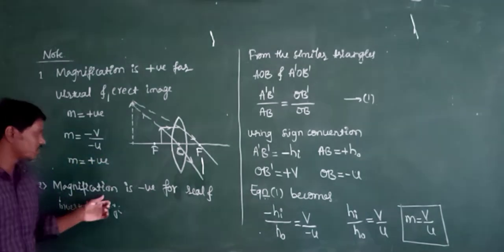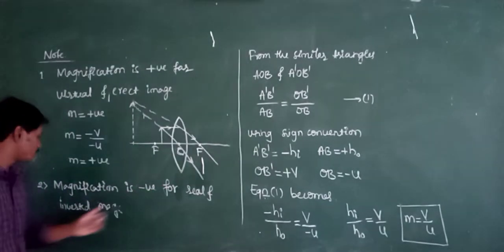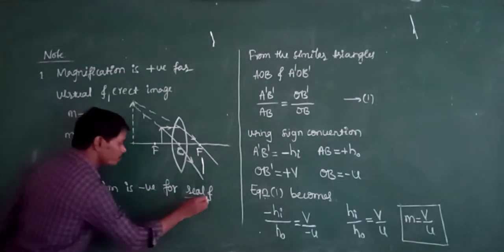Then what is the magnification now? Magnification is negative. So magnification is negative for which image? Real and inverted image.